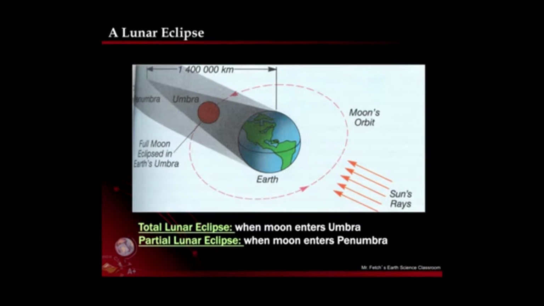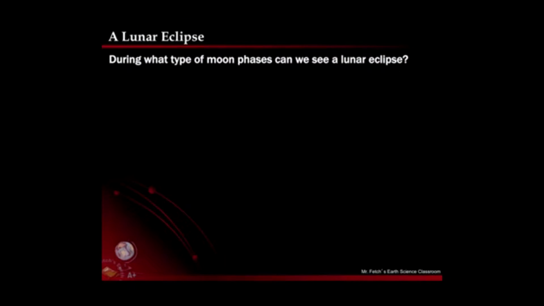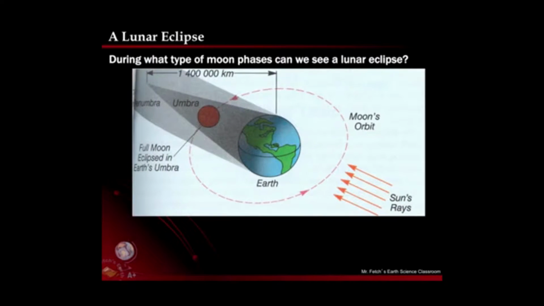So, if this is the orientation for a lunar eclipse, Sun, Earth, Moon, what moon phase must it be for us to see a lunar eclipse? If you said full moon, you would be correct. In order for us to have a lunar eclipse, the moon must be over here on the dark side of Earth, so the sun's here lighting up this side of the Earth, when the moon is over here. If you remember from our moon phase diagram, this would be a full moon.